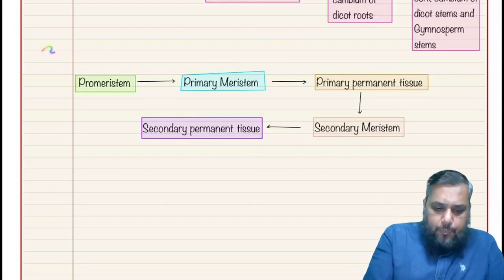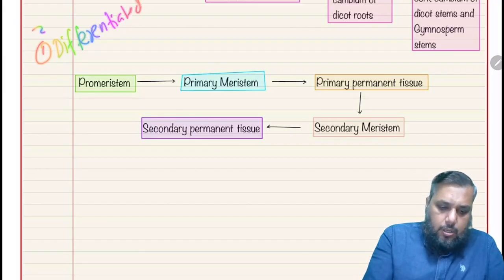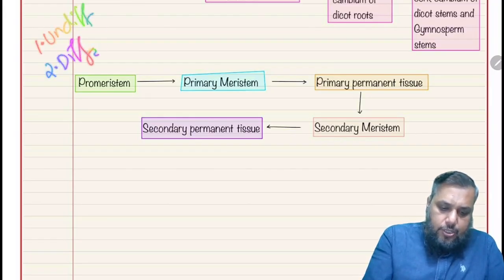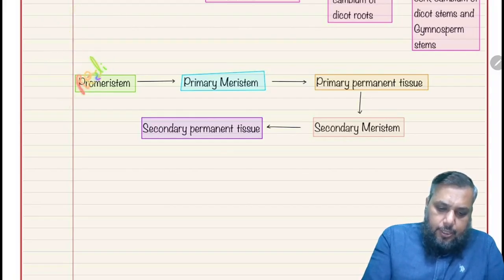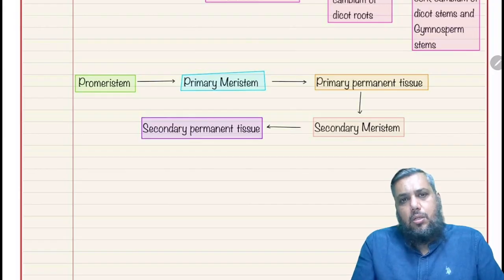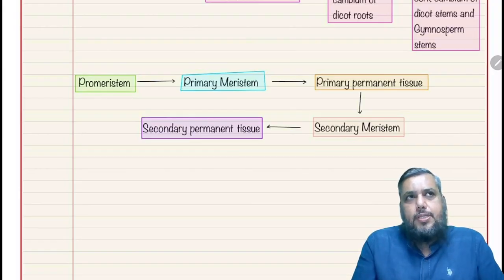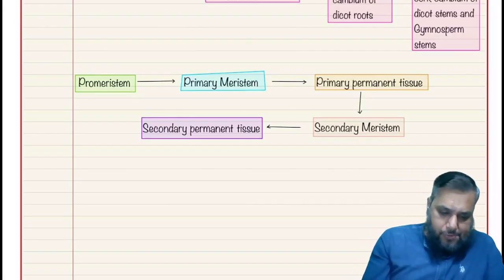Here you need to recall the definition of differentiated. The first one would be undifferentiated, then differentiated, then de-differentiated and redifferentiated. That will tell us the difference between the primary meristem and the secondary meristem.